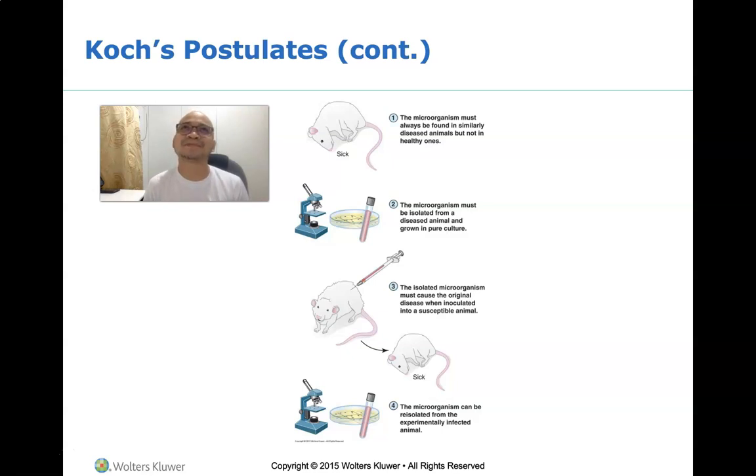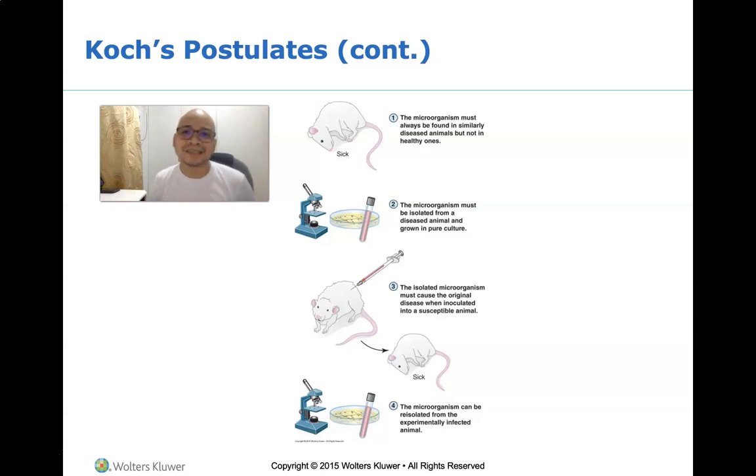So, which means that Koch's postulate is so important because here, he was able to prove that for every disease, there is a causative agent or an etiologic agent. And that causative or etiologic agent can be transmitted into another healthy subject if you will be, for example, injecting or infecting the healthy subject with the same causative or etiologic agent by allowing it to be cultured first.